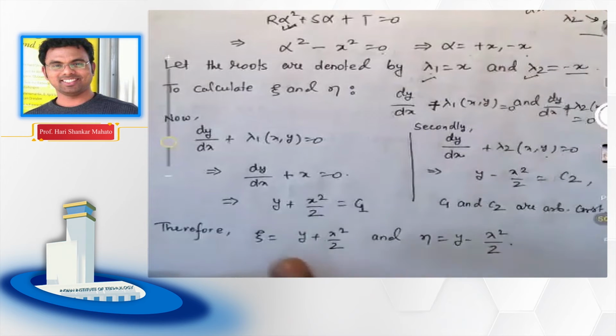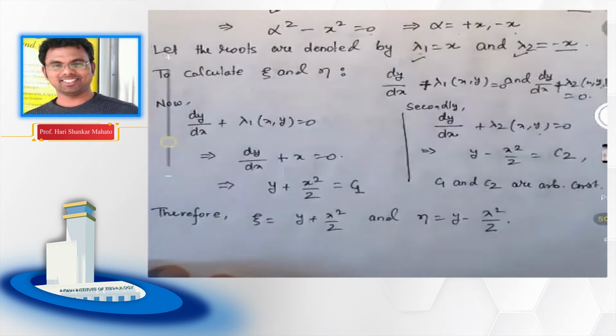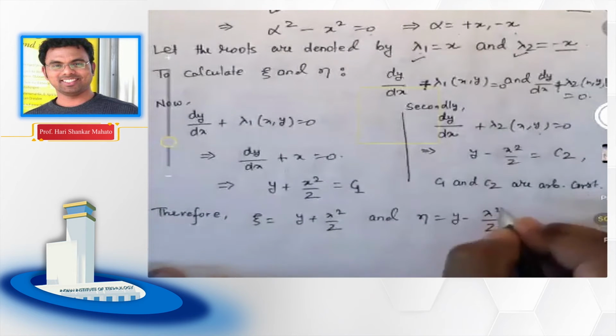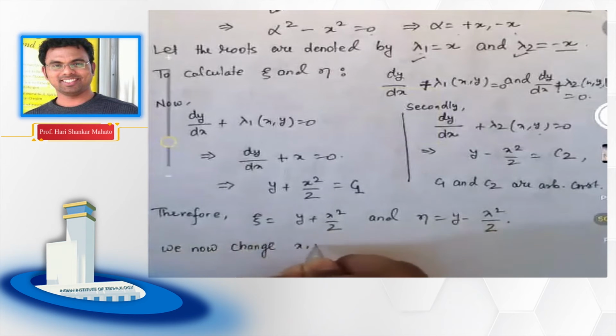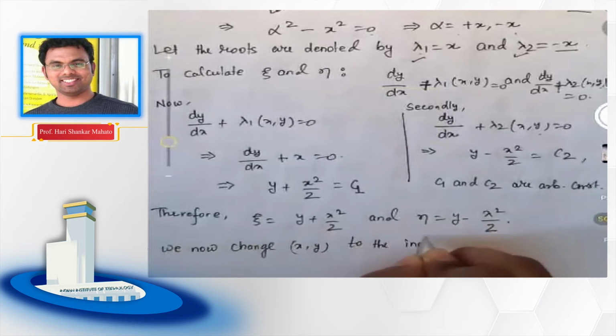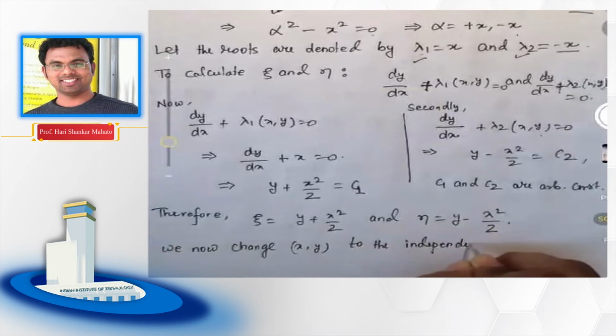So we found our xi, we found our eta. And now, if you remember the calculation which we were just doing, our u(x,y) will now be a function of u(xi, eta). That means we are changing the independent variables from x, y to xi and eta. Let's write it. We now change the independent variables x, y to the independent variables xi and eta.